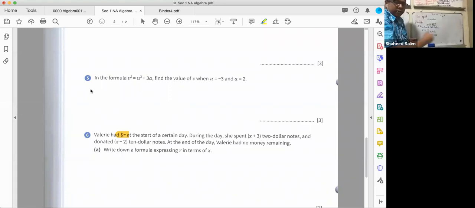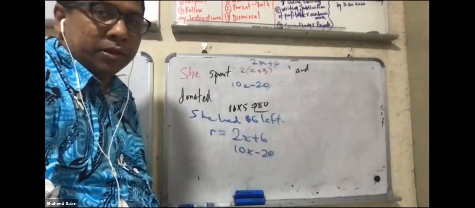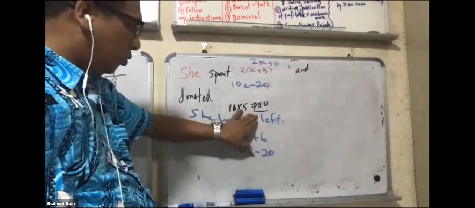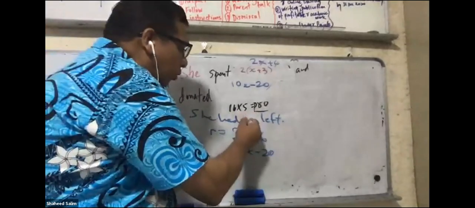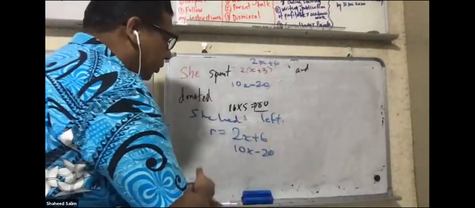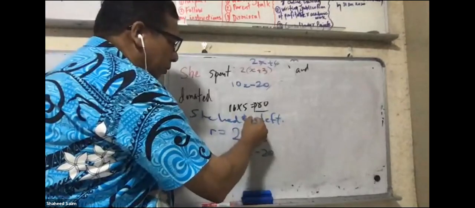She spent x plus 3 $2 notes. So we have to times this. 2 times x, 2x, 2x plus 6. Well done, correct? Congratulations. And the next one is she spent $10 notes, 10x minus 20. Well done. So now there's no remainder left. Means your remainder is 0. So now what to do? Remainder 0. What to do, Edmund, now?